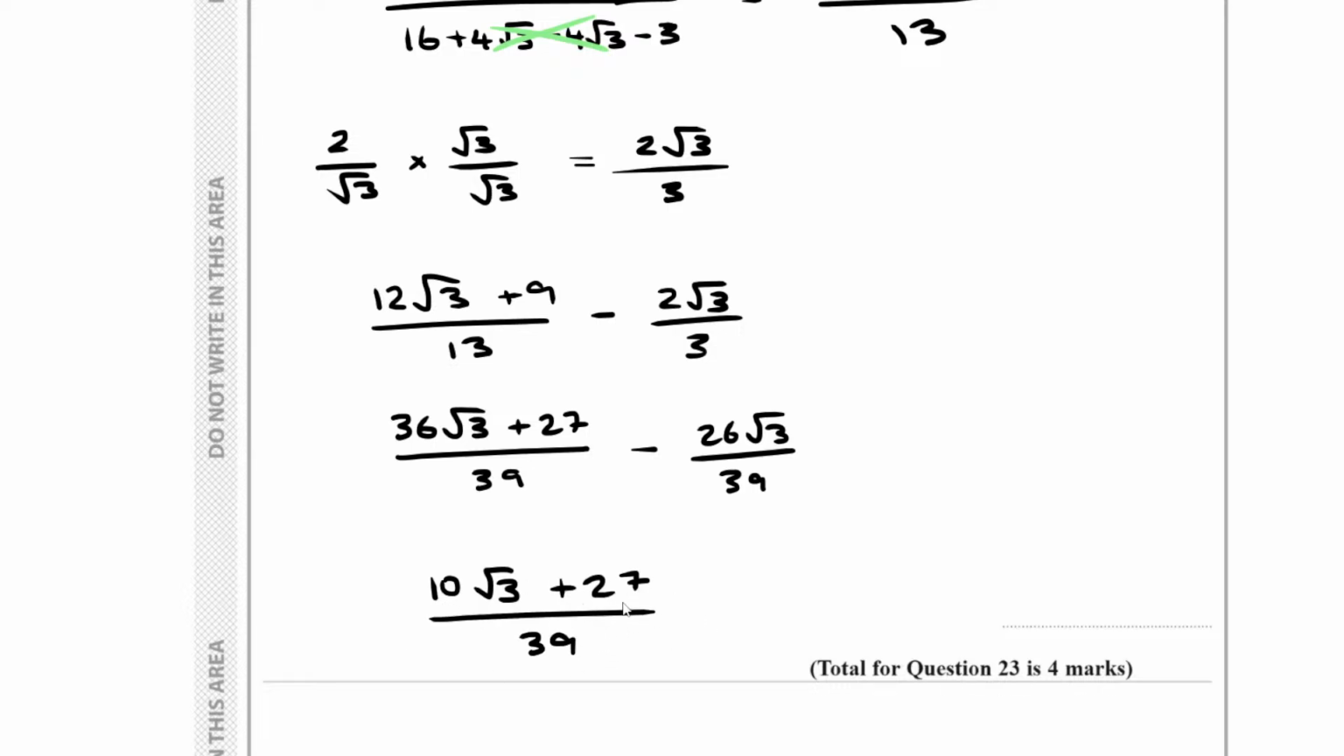Now I would check to see if I can simplify anything, not the root 3, but the 10, 27, and 39. Do they have a common factor between the three of them? Well, actually they don't, do they? So I can't actually simplify that. That is just my final answer.